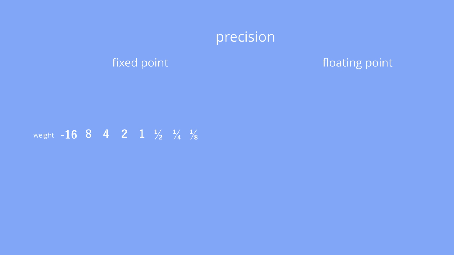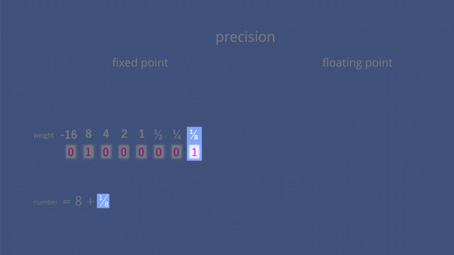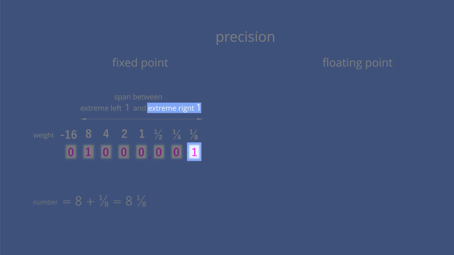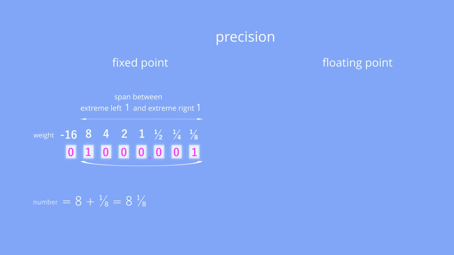Now let's talk about precision, the second advantage of fixed point. For example, we have 8 bits for a number in both fixed point and floating point. Let's calculate this number in fixed point. 8 plus 1 over 8 equals 8 and 1 over 8. Let's look at the span between the extreme left one and the extreme right one in the mantissa of the number. In this example, 7 consecutive bits are needed to store the number.